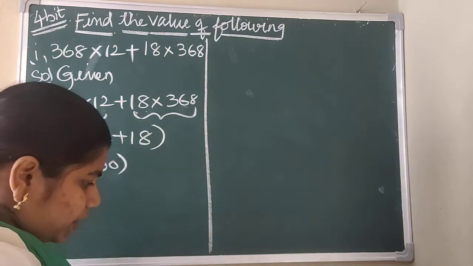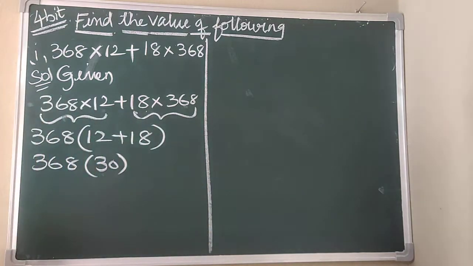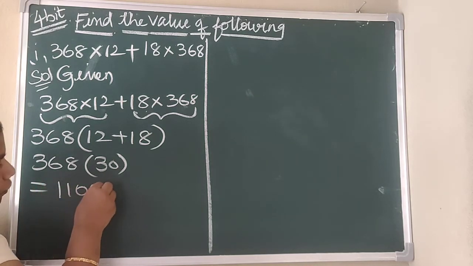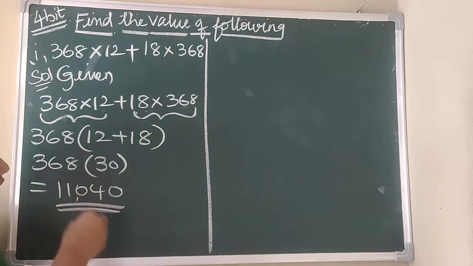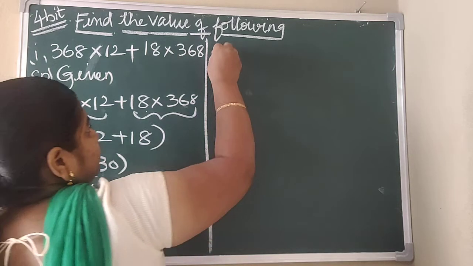So now we can multiply 368 into 30. That will be equals to 11,040. So 11,040 is our answer. So this is our first one.